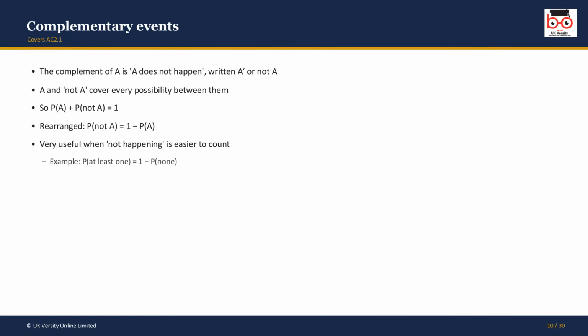The complement of an event A is simply A not happening, and we write it A dash, or not A. Between them, A and not A cover every possibility, so their probabilities must add to 1. Rearranging that gives a really useful rule. The probability of not A equals 1 minus the probability of A. It's especially handy when the thing not happening is easier to count. For instance, the probability of at least 1 is 1 minus the probability of none.